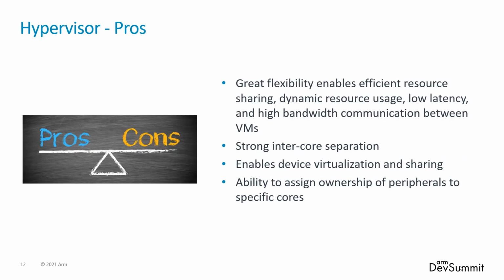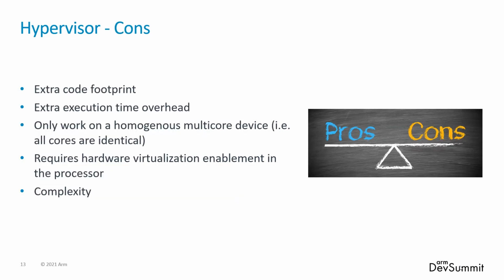Some of the pros are that it gives you a lot of flexibility and efficient resource sharing. It provides strong intercore separation. It enables you to virtualize different devices and share them. It also gives the ability to assign ownership of peripherals to specific cores. Some of the downsides of a hypervisor: there is some extra code. In a lot of cases it's not a lot, but there is an additional layer between the actual processor cores and the OS or guest that you're running. So just by nature, there is going to be a little bit of extra code.